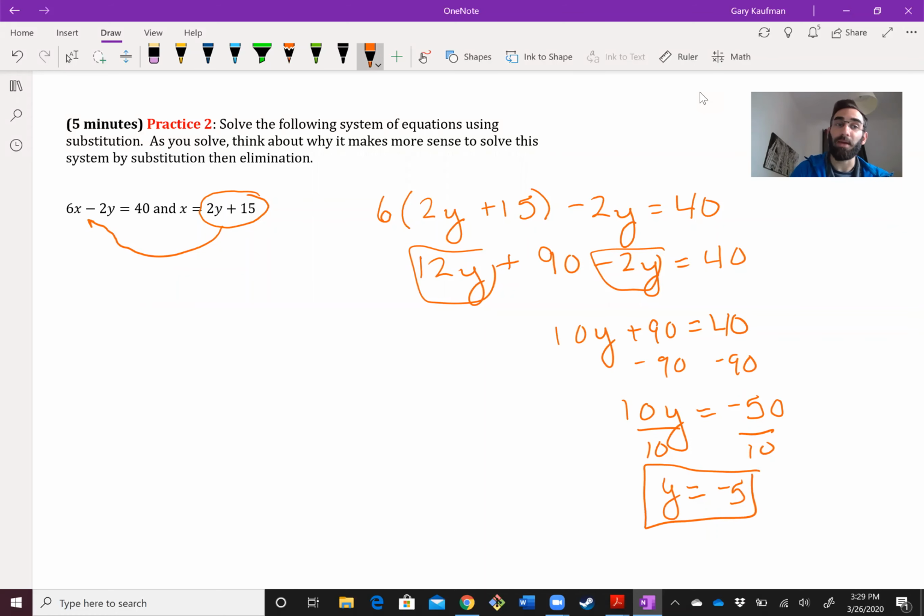I'm now going to take this, and again, it doesn't matter which equation I plug it into. But the second one will definitely be quicker because it's x equals. So I just have to do this component.